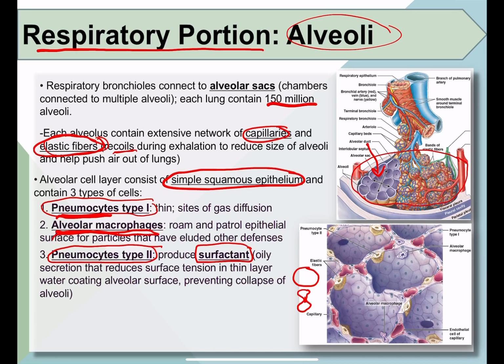And hence, to prevent this, the oily surfactant secreted by pneumocyte type 2, these little yellow cells here, ensures that our alveoli surfaces are well separated from each other. There is a very thin layer of water, like I said, that coats each alveolar surface, and with the oil in there, it will help to reduce their surface tension towards each other.